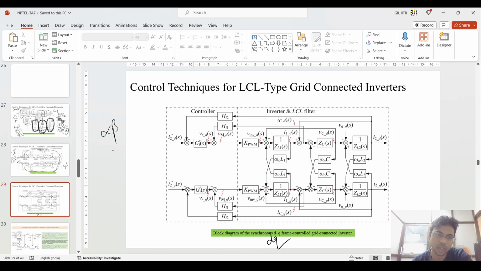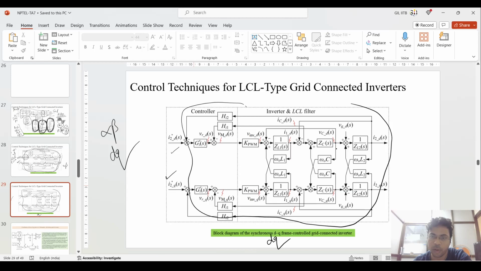So there are two frames, alpha-beta and DQ frame, which is very helpful for controlling active power and reactive power. In the alpha-beta frame you have complex architecture, and inside of that you have the DQ frame, where the terms are coupled.